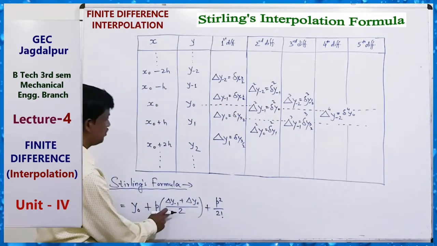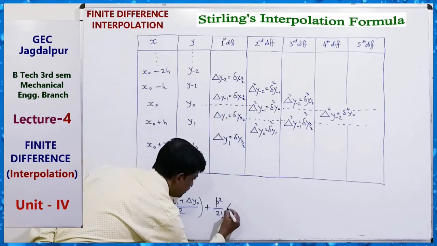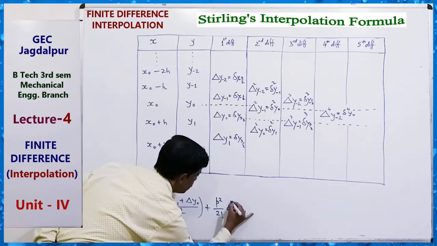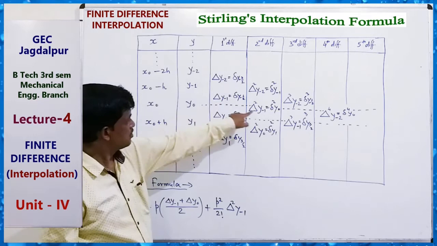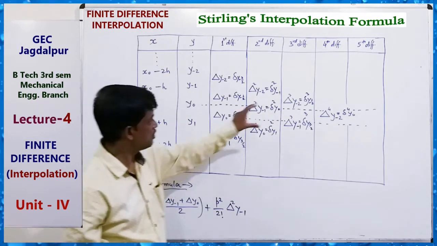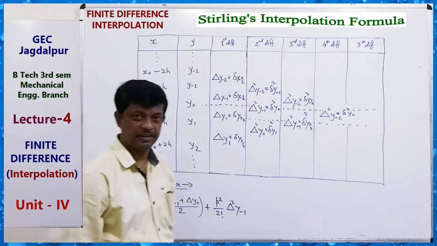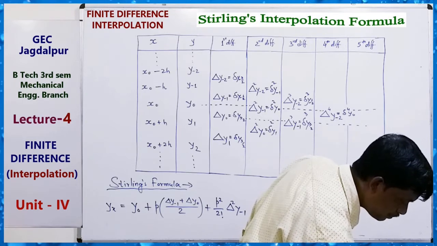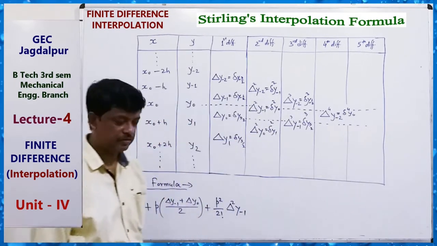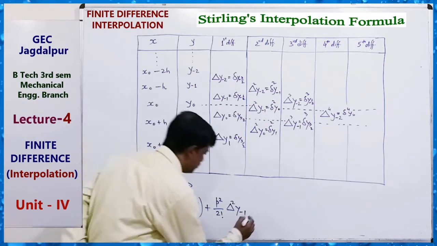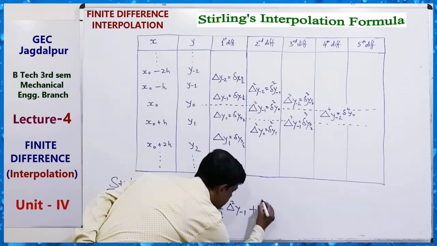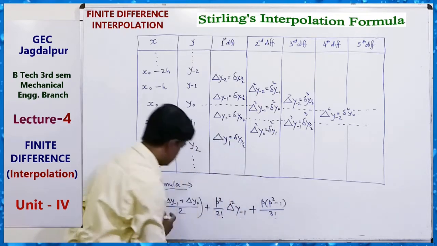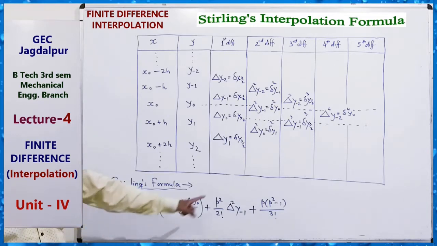Okay, so average of these two, and here del square y minus 1, because minus 1. Now average of these two, but the value of p is different. P square minus 1 by 3 factorial, plus p square minus 1 by 3 factorial. Just up to 3, 4, 5 terms, just remember the value of p.